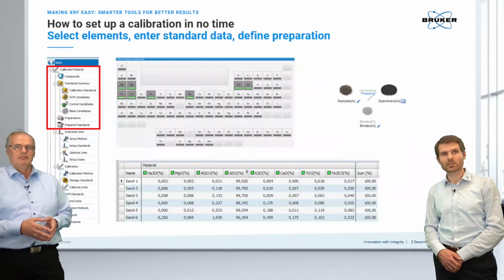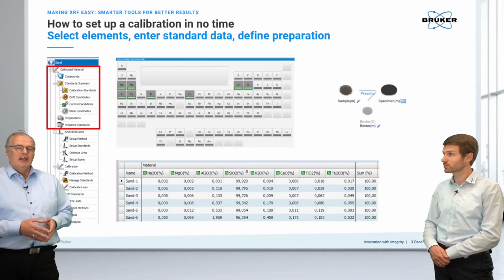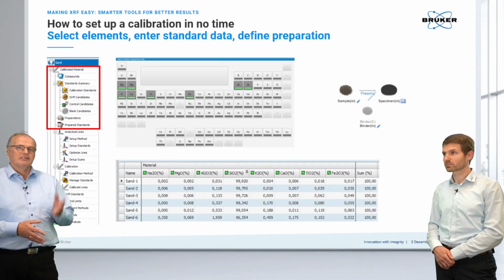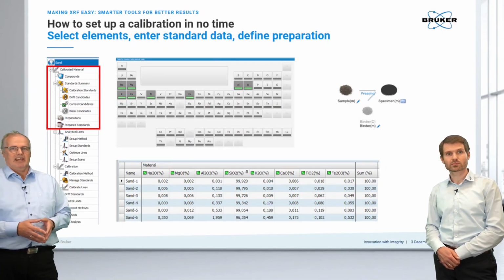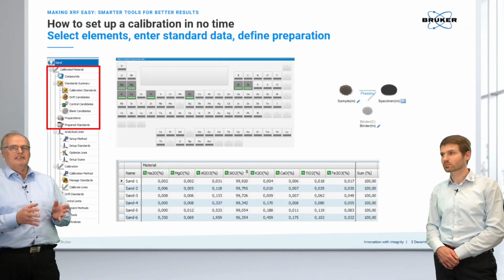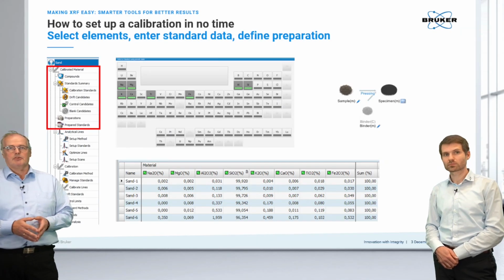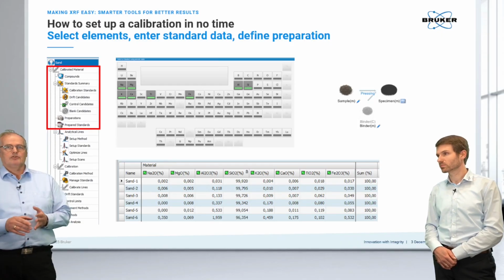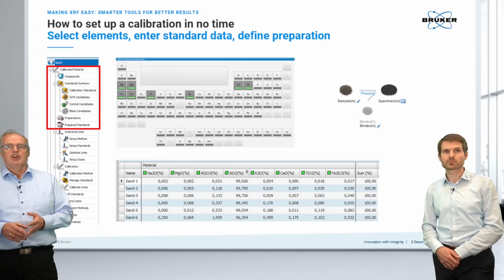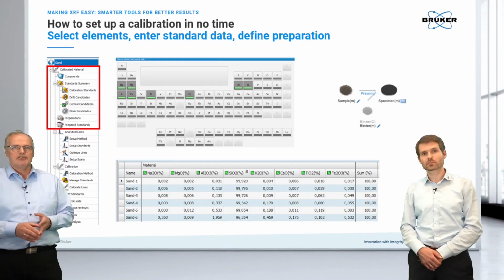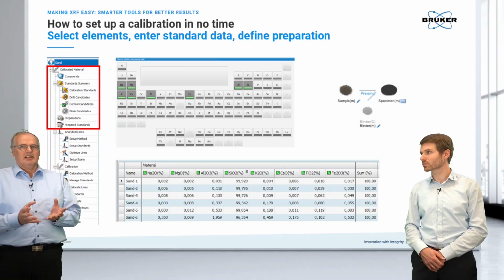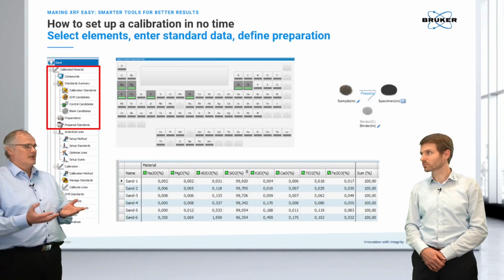So let's have a little bit of a closer look into the software then. Yeah, first when you set up an application, you would see this tree. It first starts with adding the information about the calibration samples. So you are adding elements, the concentration table, and the preparation you are proposing. This information is taken into account when proposing measurement conditions.